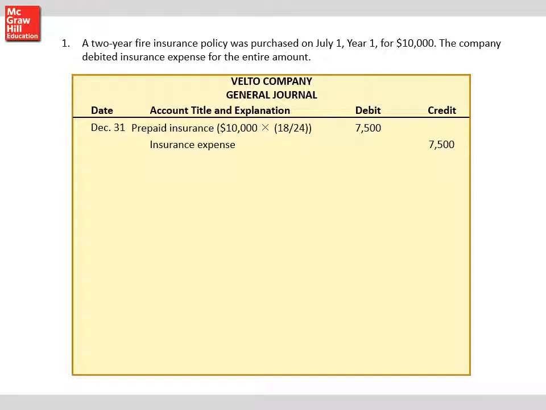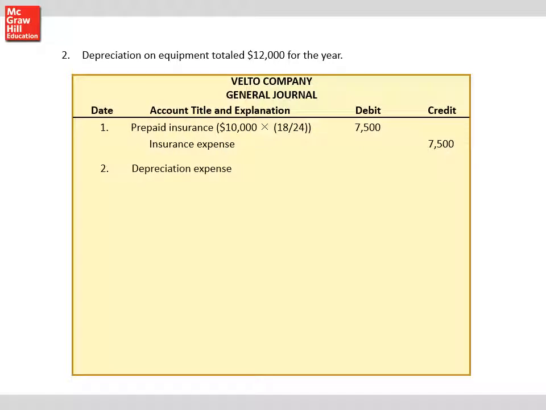Depreciation on equipment totaled $12,000 for the year. It's pretty straightforward. We debit depreciation expense $12,000 and credit accumulated depreciation for $12,000. And we just reviewed that information about depreciation.